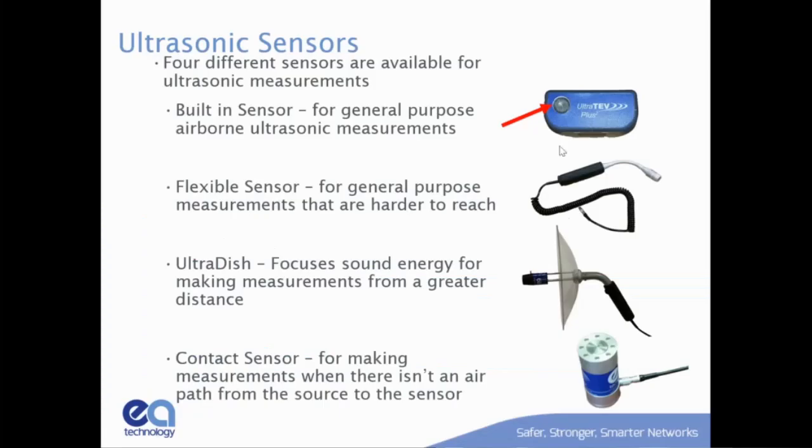Ultrasonic is a lot simpler. You've got a variety of sensors you can use. You've got the built-in sensor. You've got a flexible sensor, so if you're holding the instrument in front of your face, you can take that sensor and move it around the door, move it around the gaps while still being able to read the equipment.